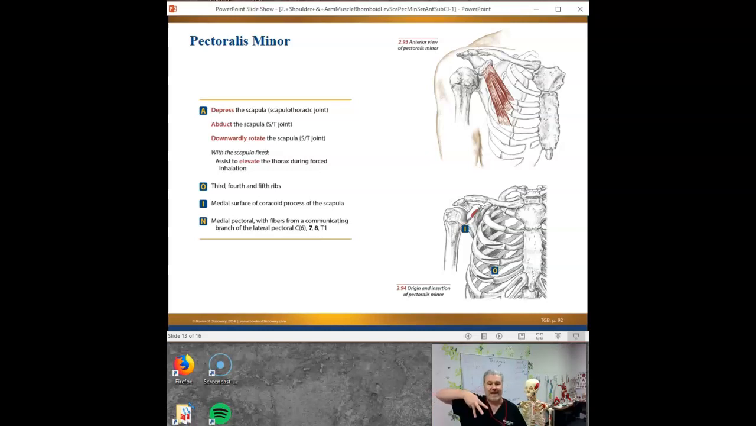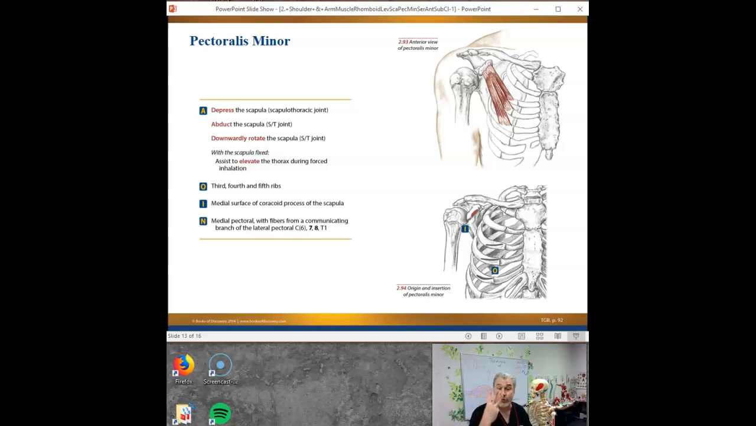So take your gang sign out again. Do this. How many fingers are you holding? Three. What ribs does this insert into? Somebody tell me. Anybody? Which rib numbers, my dear? Not clavicle. Third, fourth, and fifth. Yep. Everybody: third, fourth, and fifth.